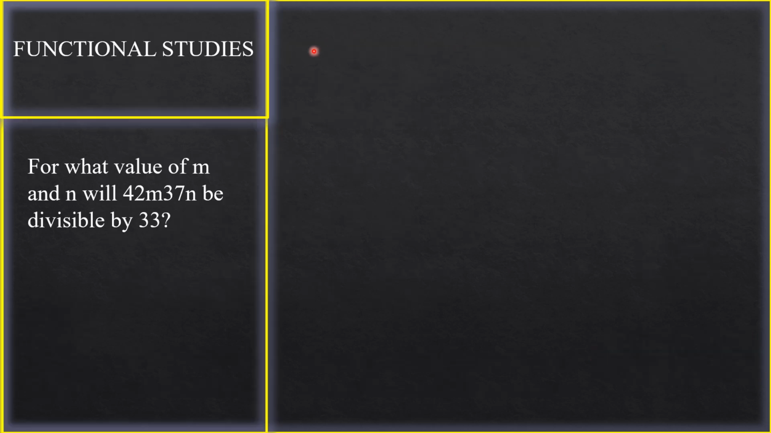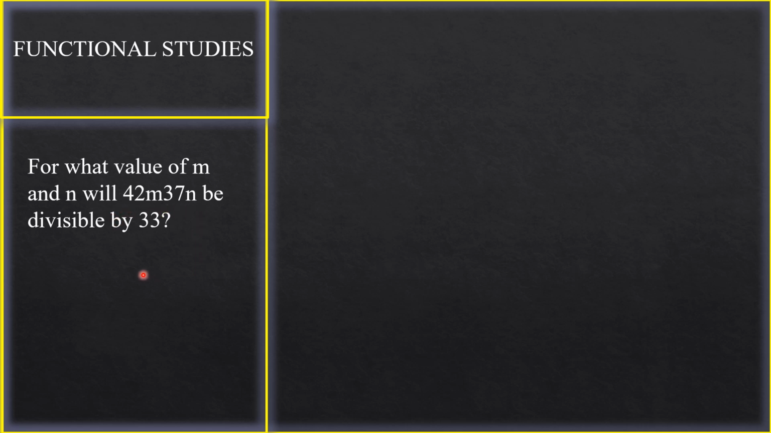Okay guys, let's get into the question proper. So the question reads, for what value of m and n will the number 42m37n be divisible by 33? We know that for a number to be divisible by any other number, it must also be divisible by the factors of that number. So if this number is divisible by 33, it should be divisible by all the factors of 33.